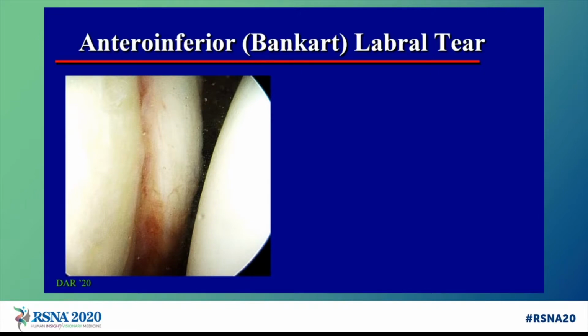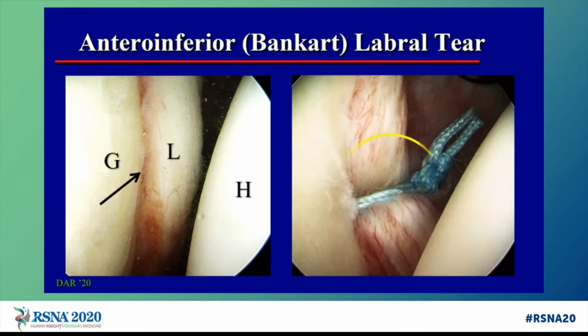Here's what that looks like in the arthroscope. There's your glenoid and humeral head. There's the labrum, and that cleft is going to be the tear at the base of the labrum, and here it is being repaired down to the underlying bone.